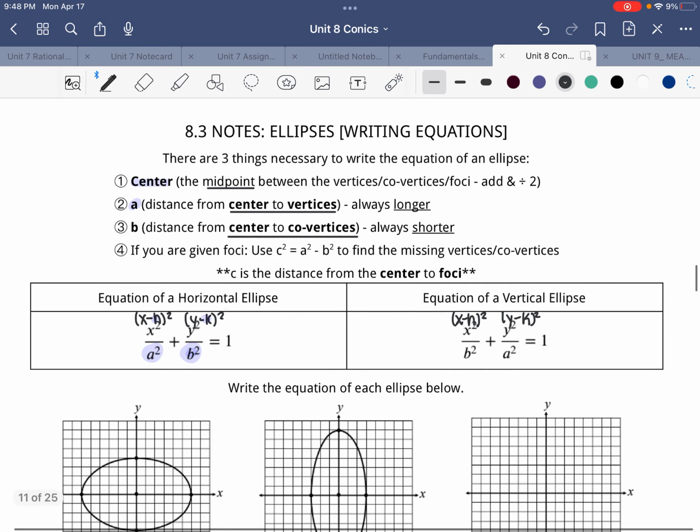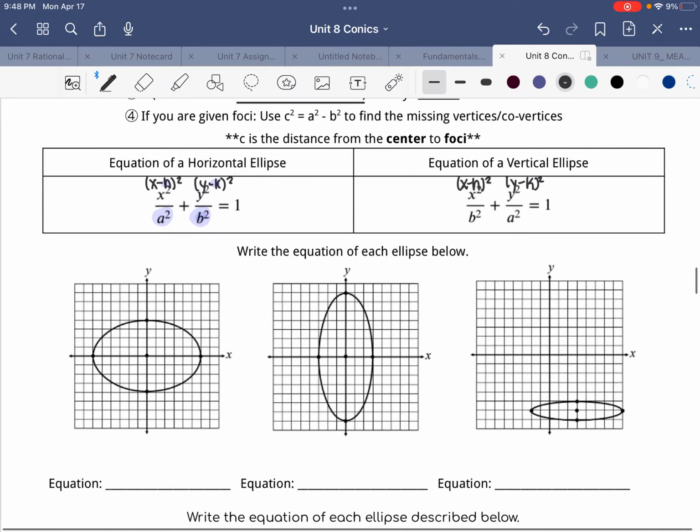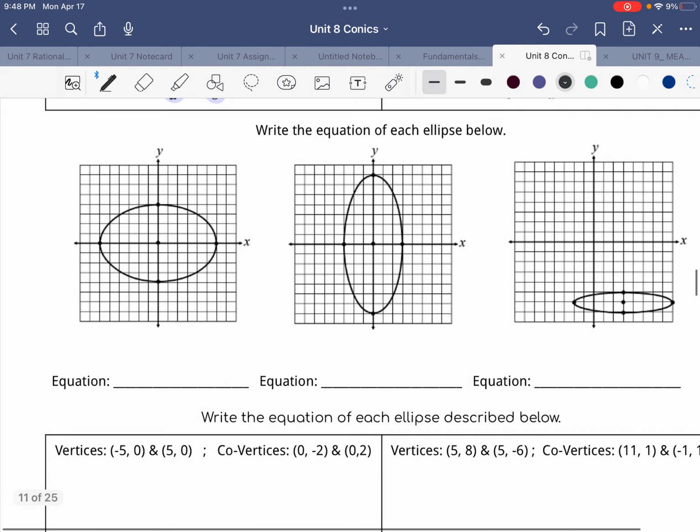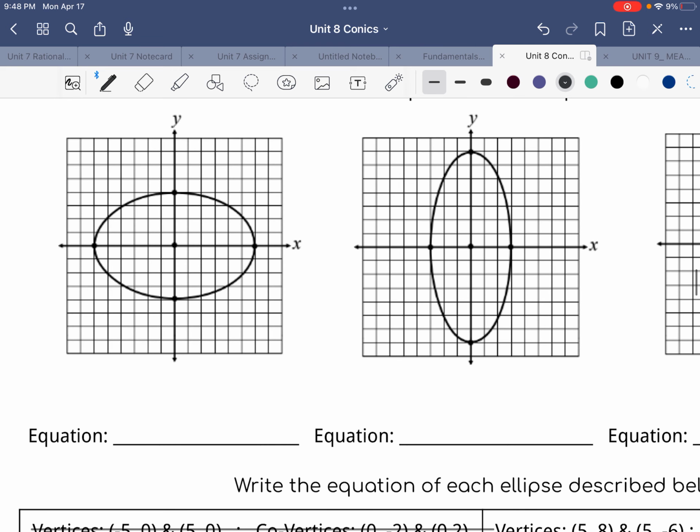Here's how this works in an actual example. And then I'll get to step 4 after we do a couple. Okay, so in this first one on the far left, it is pretty obvious that your center is right here at 0, 0. That means that it's just going to be x squared and y squared on their own. And we already should know that the equation to an ellipse always equals 1.